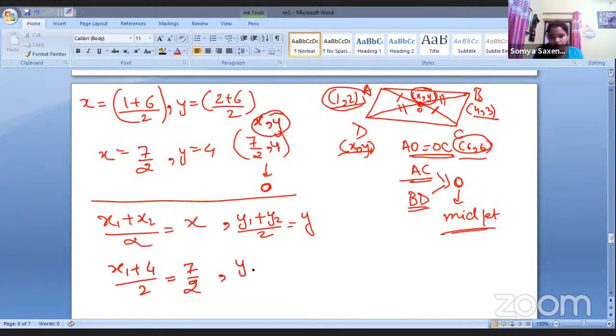Similarly, Y1 we don't know. Y2 is 3 by 2.